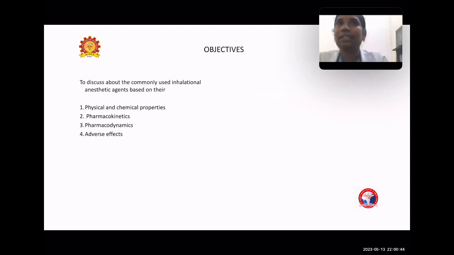Today's topic for discussion is inhalational anesthetic agents. Before going to the topic per se, do you all know what inhalational anesthetics are? Any one of you? Okay, I will tell you. Inhalational anesthetics come under general anesthesia. We use the inhalational anesthetic along with the IV drugs so as to give balanced anesthesia. The main objective in my study is the physical and chemical properties of the inhalational anesthetics, their pharmacodynamics, and their adverse effects.